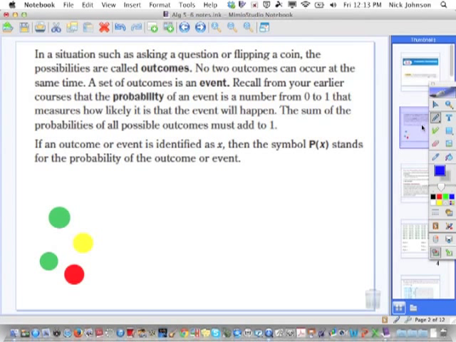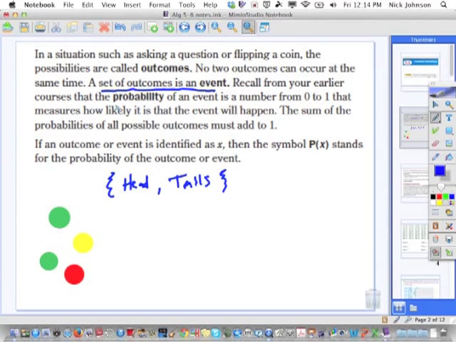Okay? Moving along, it says, in a situation such as asking a question or flipping a coin, the possibilities are called outcomes. When you flip a coin, the outcomes that could happen are heads or tails. No two outcomes can occur at the same time. You can't have a heads and a tails at the same time. A set of outcomes is an event. Okay, very important to know.